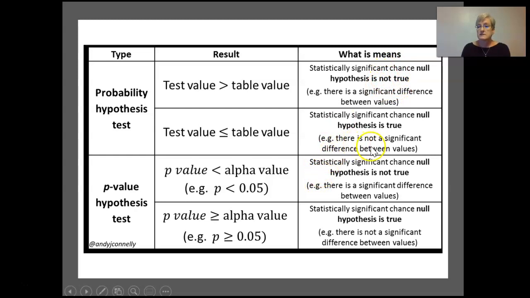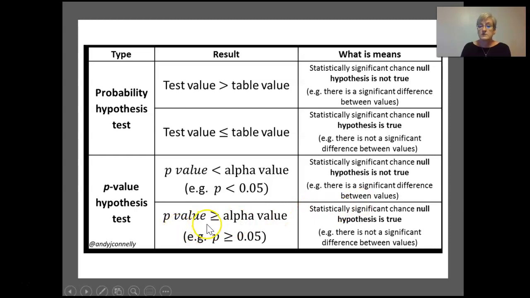And that means that there is not a significant difference between the values. When we're looking at, so this is the statistic value. Now we're looking at the p-value or the alpha value. If the p-value that's calculated for your statistic is less than the alpha that you've set, for example, less than 0.05, which is what we usually do, then what it means is you have a statistically significant chance the null hypothesis is not true, meaning there's a significant difference between the values that you've observed.